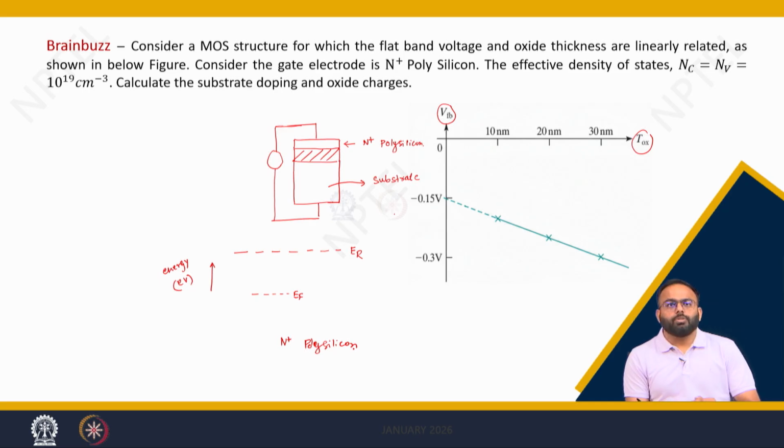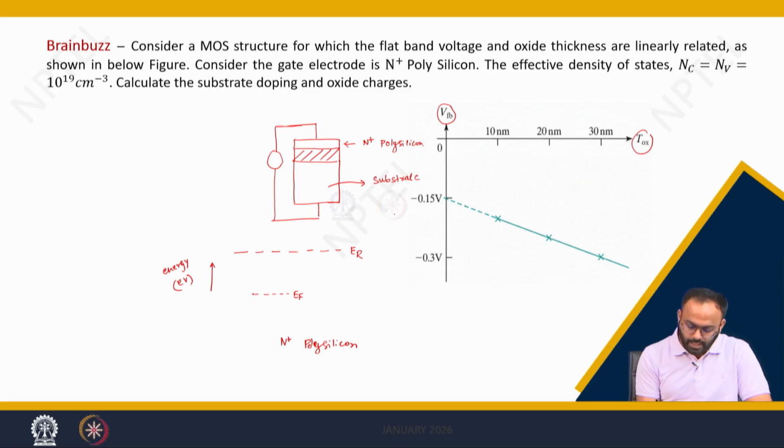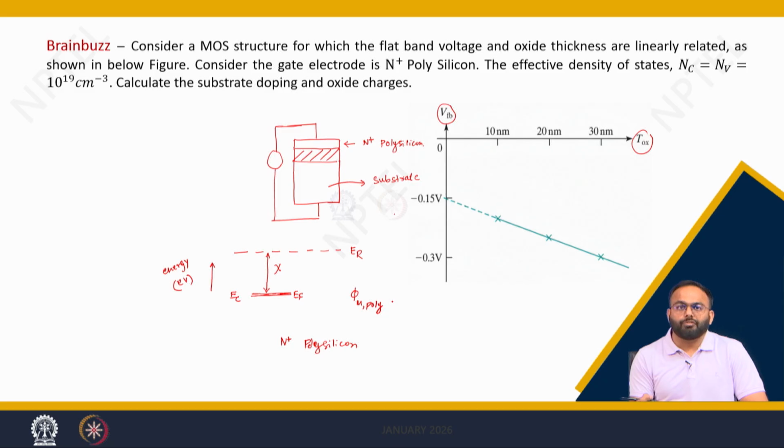Here, as we know, N plus means degenerate semiconductor. If it is a degenerate semiconductor, the Fermi level is exactly aligned with the conduction band. So, the Fermi level and conduction band are at the same level, and we know that the difference between the conduction band and the reference level is given by electron affinity. So, here phi m poly, the work function of the poly gate, is nothing but equal to chi. If it is a p-type poly, then it will be given by chi plus Eg. Here chi is the known value for silicon, which is 4.05 electron volt.